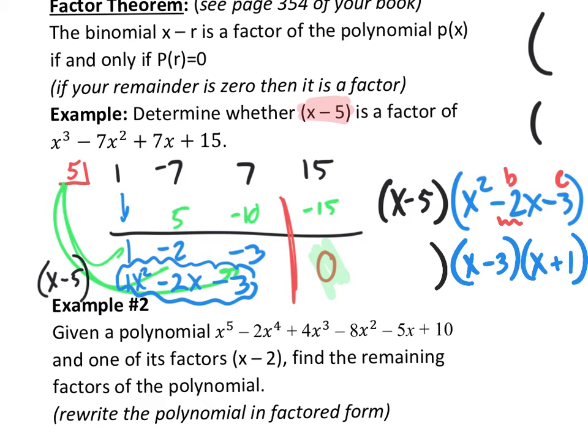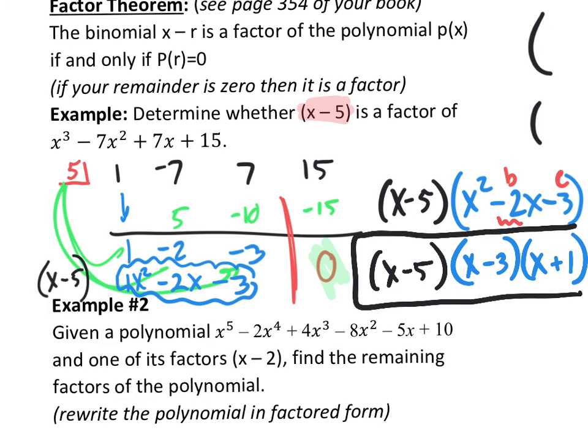Bring down the x minus 5, and believe it or not, we have completely factored this cubic polynomial. This is the completely factored form. Now, they didn't ask us to do this on this problem. All they asked us to do was to check if x minus 5 was a factor. I did synthetic division. My remainder was 0. Absolutely, that is a factor.